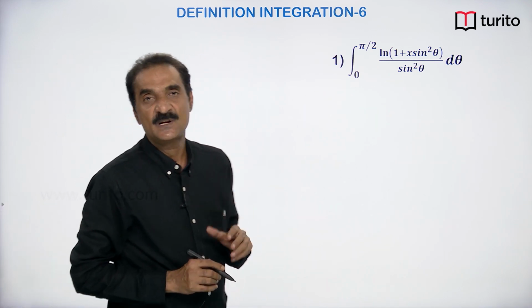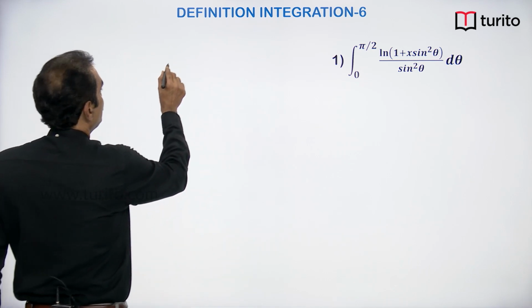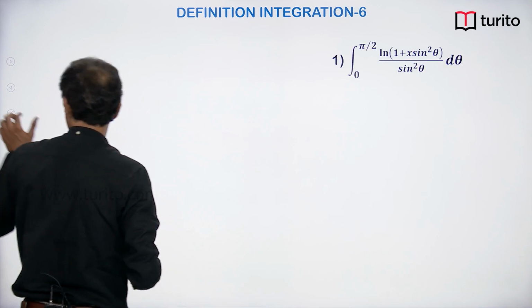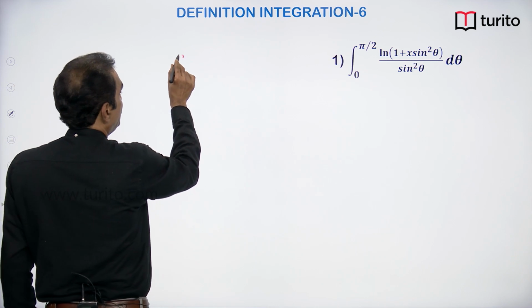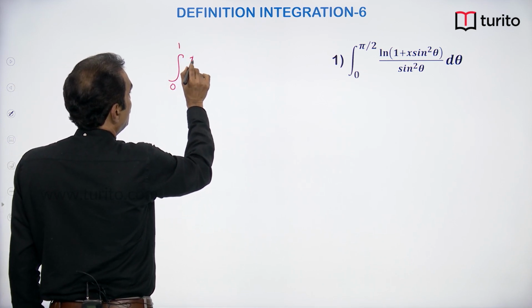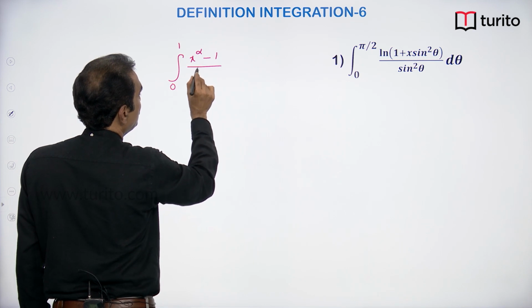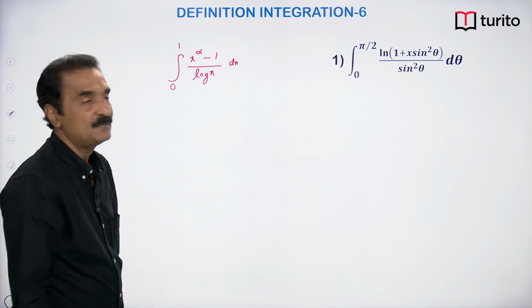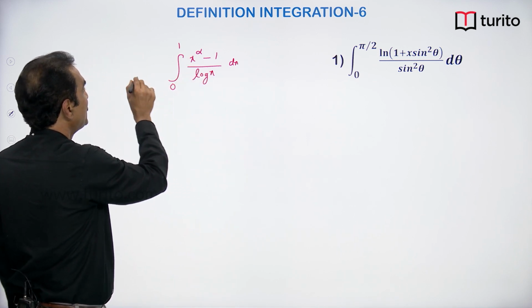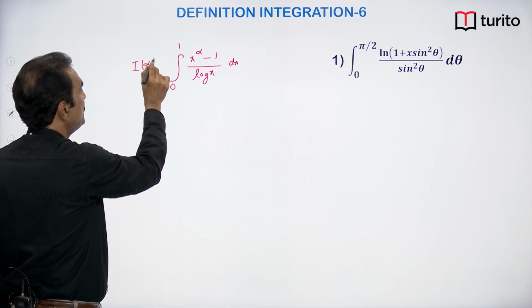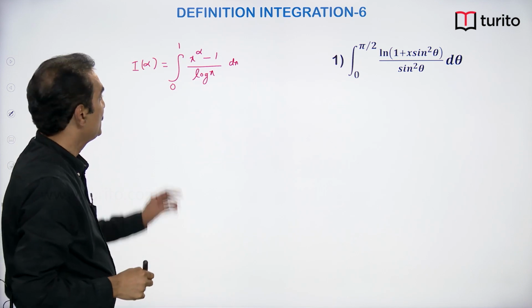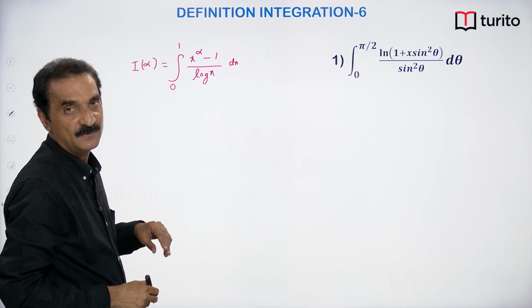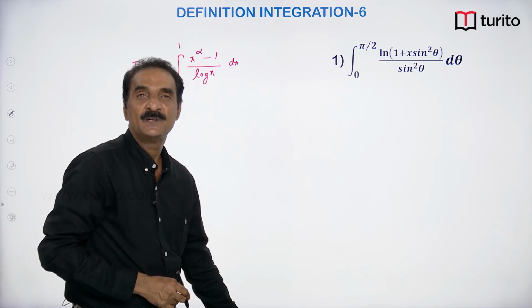Earlier in the previous class we solved one question, if you remember: integral 0 to 1 of (x power alpha minus 1) by log x dx. How did we solve? We took this definite integral as a function of alpha, I of alpha, and differentiating it with respect to alpha we got I dash alpha, then by integrating we got I of alpha. So we are going to follow the same approach in this question.